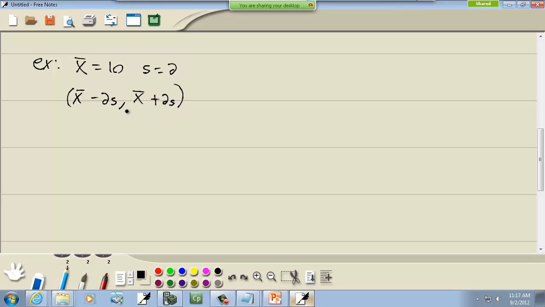And we'll look at this formula a little bit more, but it applies to any values. So if I put that in, I got 10 minus 2 times 2, and 10 plus 2 times 2. 2 times 2 is 4, so 10 minus 4 is 6. 2 times 2 is 4, 10 plus 4 is 14. So our usual values fall between 6 and 14. So if you had a data point that was like 17, that would be considered unusual, not normal. Most of them fall in this area.